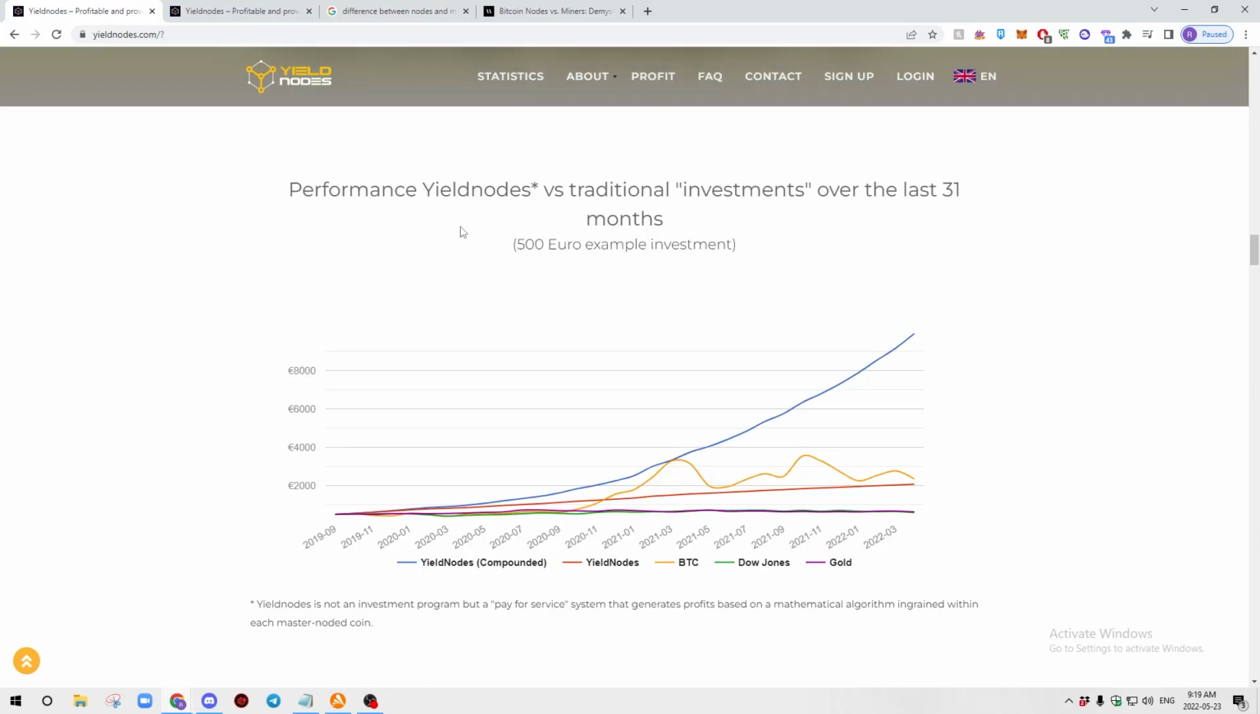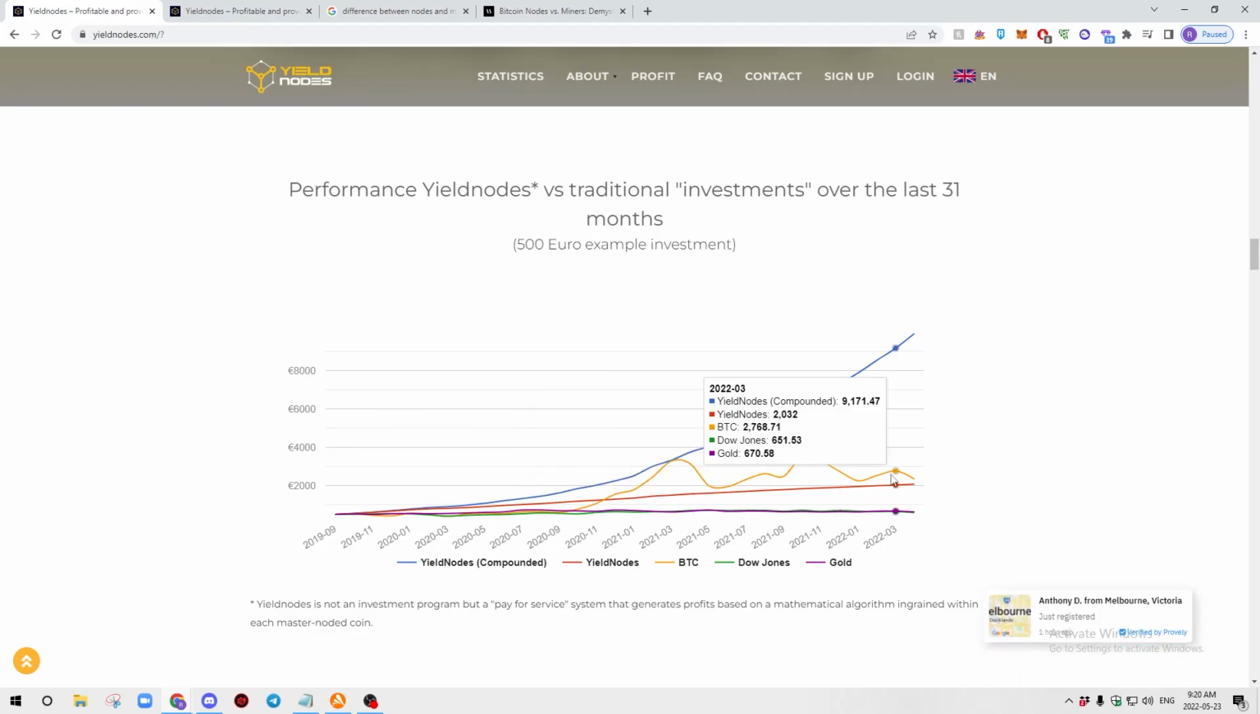To show more about the performance over the last 31 months, this is an example of what depositing 500 euros would have looked like. Deposited $500 into Yieldnodes back in 2019. We could see from 1 year, 2019 to 2020, your Yieldnodes would be at $1,600. If it was sitting in Bitcoin, 602. If it was sitting in Dow Jones, 530, 500, 553. If it was sitting in gold, 690.